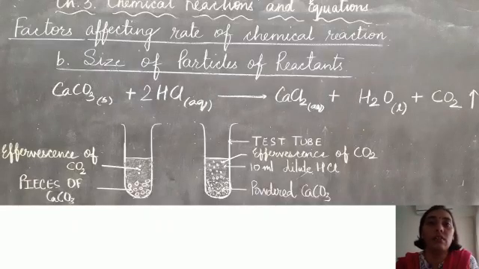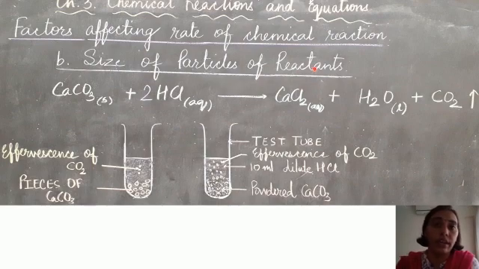Let us come to the second factor that is responsible for the rate of chemical reaction, and that factor is size of particles of reactants. What is the size of particles that you are using to carry out the reactants? Here is one example we have taken: solid calcium carbonate is made to react with aqueous hydrochloric acid, that is dilute HCl, and we are getting the products calcium chloride, water and carbon dioxide gas.